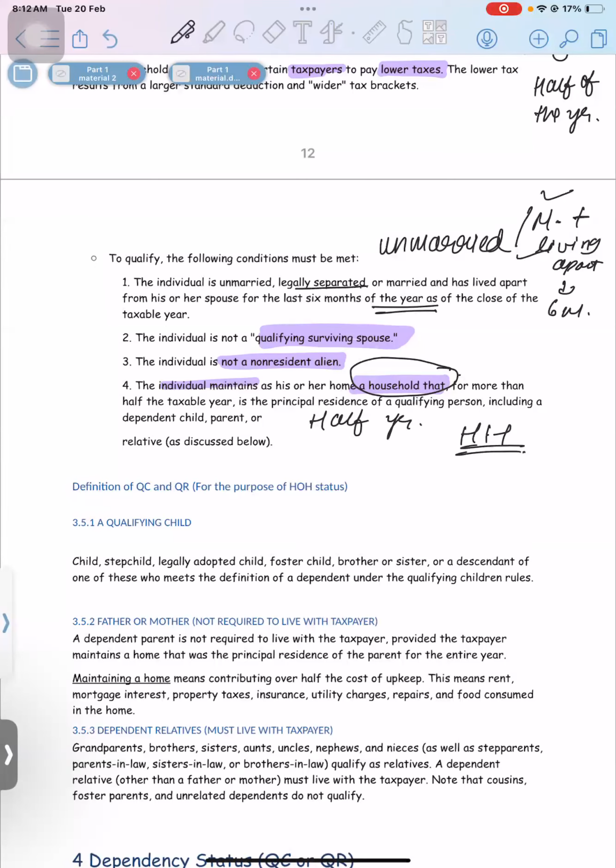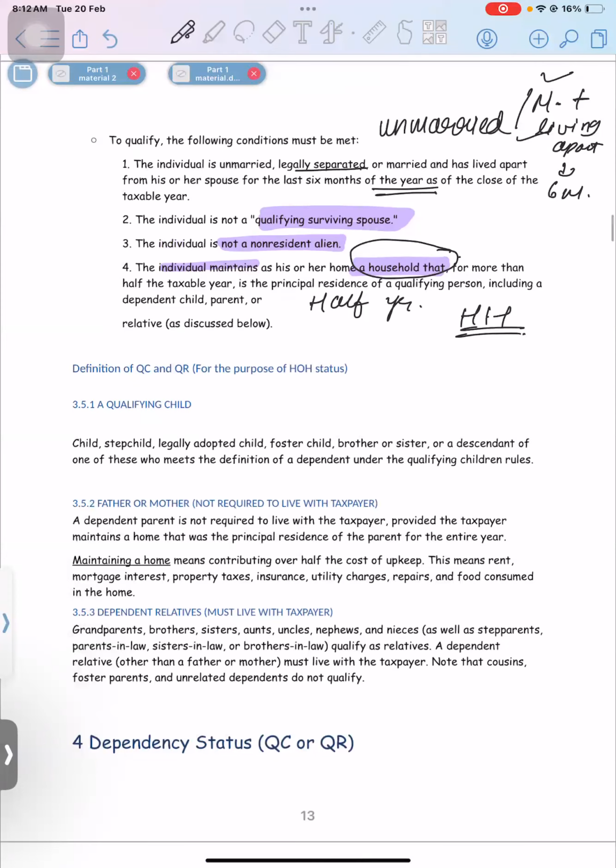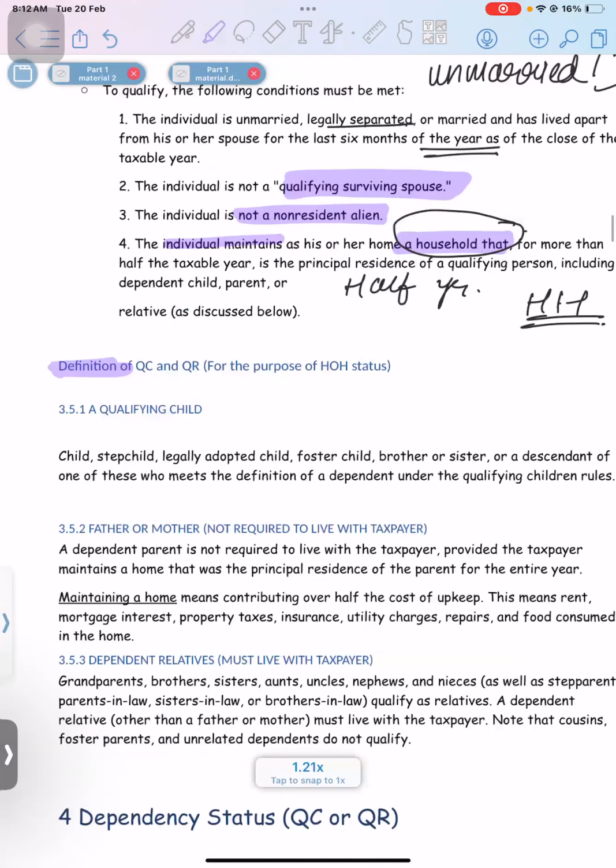Mortgage interest, rent, clothing, food, all these things which are consumed in the house will be covered as a household maintenance expense. For the support test, we will see when we do the qualifying child and qualifying relative topic, at that time we will understand. For the support test, this mortgage interest and rental expense are not considered. For the purpose of this, the definition will keep changing depending on the topic.